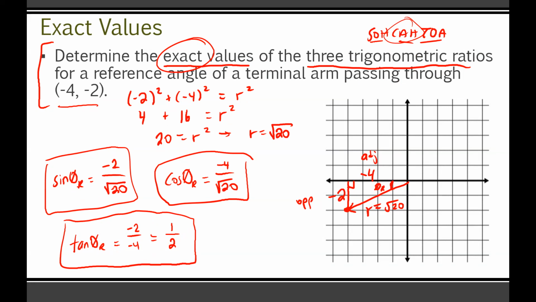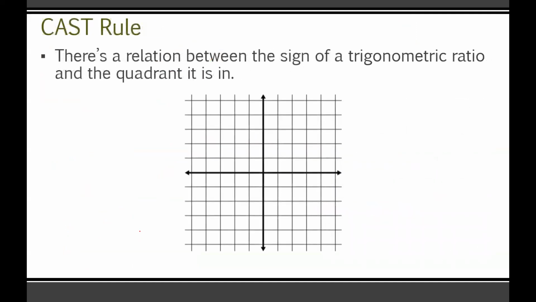You could just say, okay, inverse sine of -2/√20. It should give you the exact same thing as if you took inverse cosine of -4/-20. Okay, anyway, so moving on. Sometimes we just get you to do this as an exercise, that's all. All right, cast rule. I alluded to this a little earlier today as well.